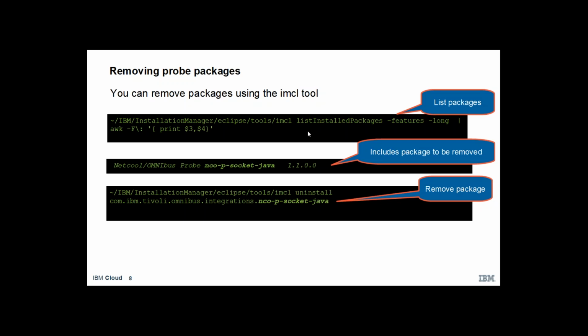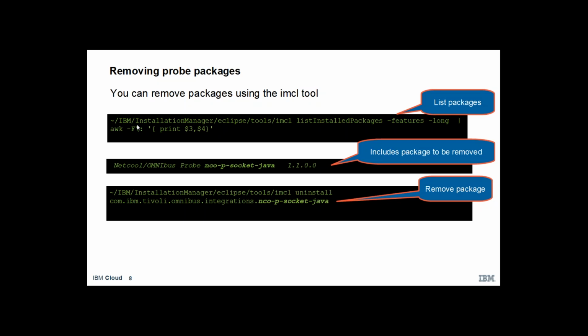You can also remove packages fairly straightforwardly using an uninstall command. The easiest way to do that is to check the listing of all the packages installed. So you can use the IMCL command again, list installed packages. It's easier to use -features and -long, but that creates a listing which is quite difficult to read on a screen. So the easiest method is to use awk and then just pick out two of the fields, field 3 and field 4.